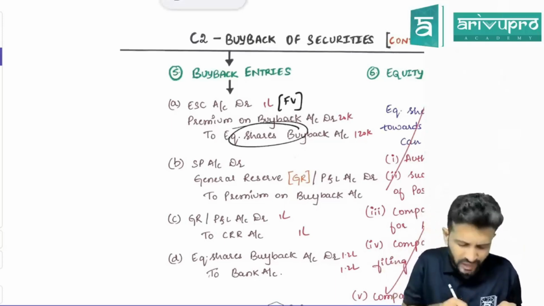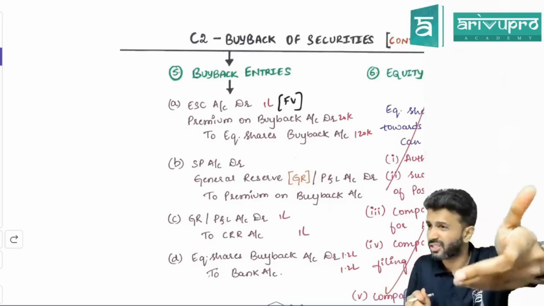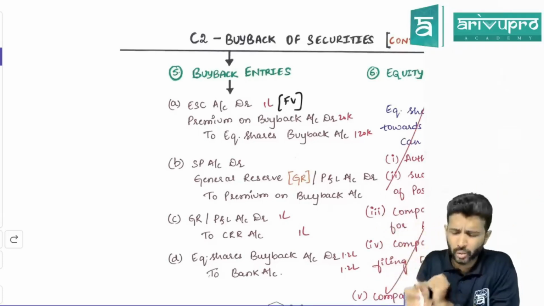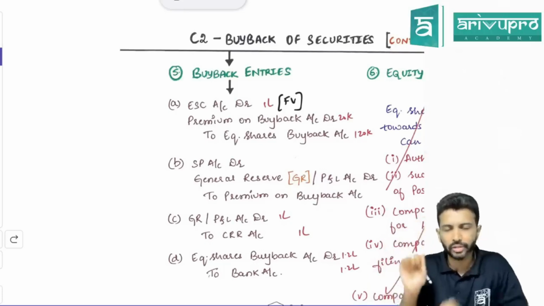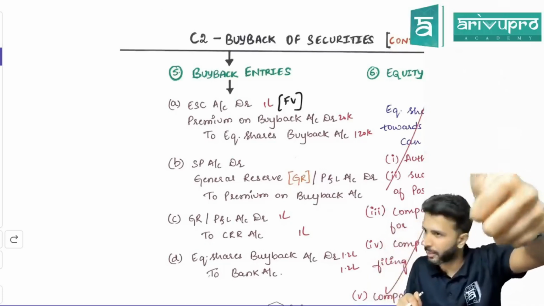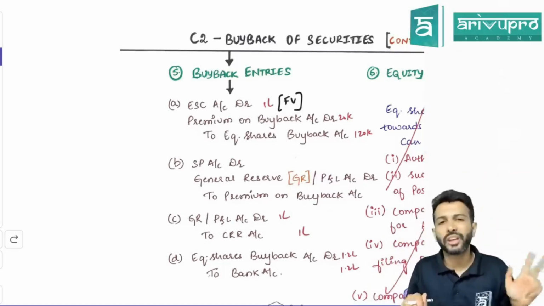Earlier they used to write to equity shareholders account because you have to pay this money to whom? Equity shareholders. But our study material doesn't use equity shareholders. They use the term equity share buyback. So I also changed and brought it this way. Okay. So the entry is basically: equity share capital account, debit; premium on buyback, debit; to equity share buyback account.